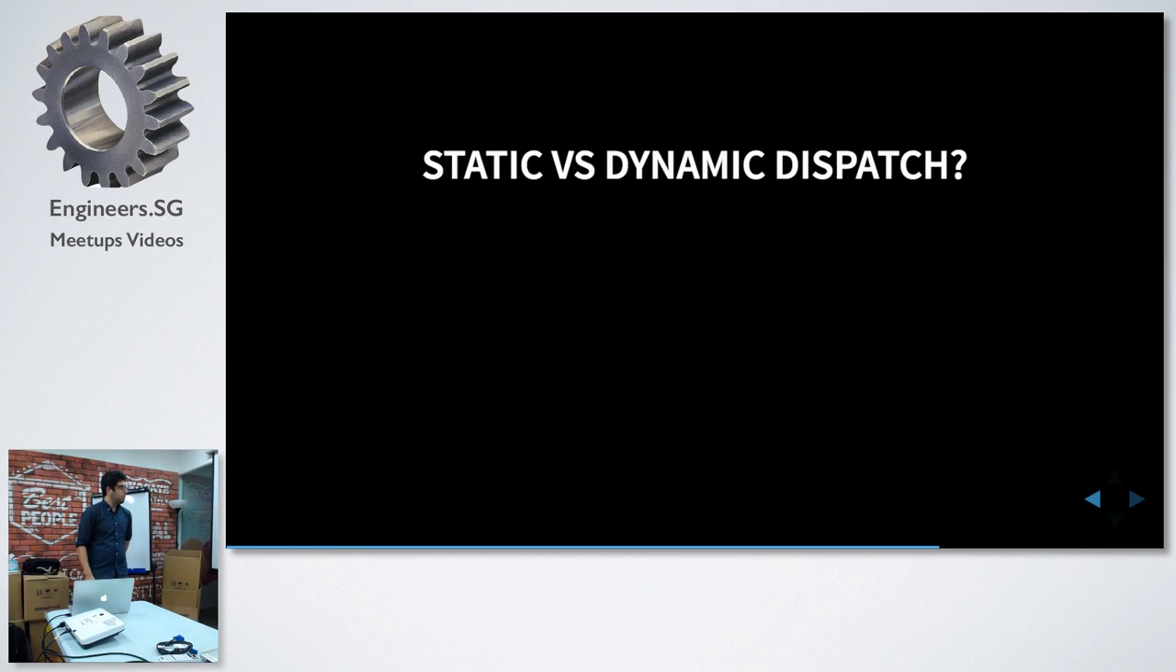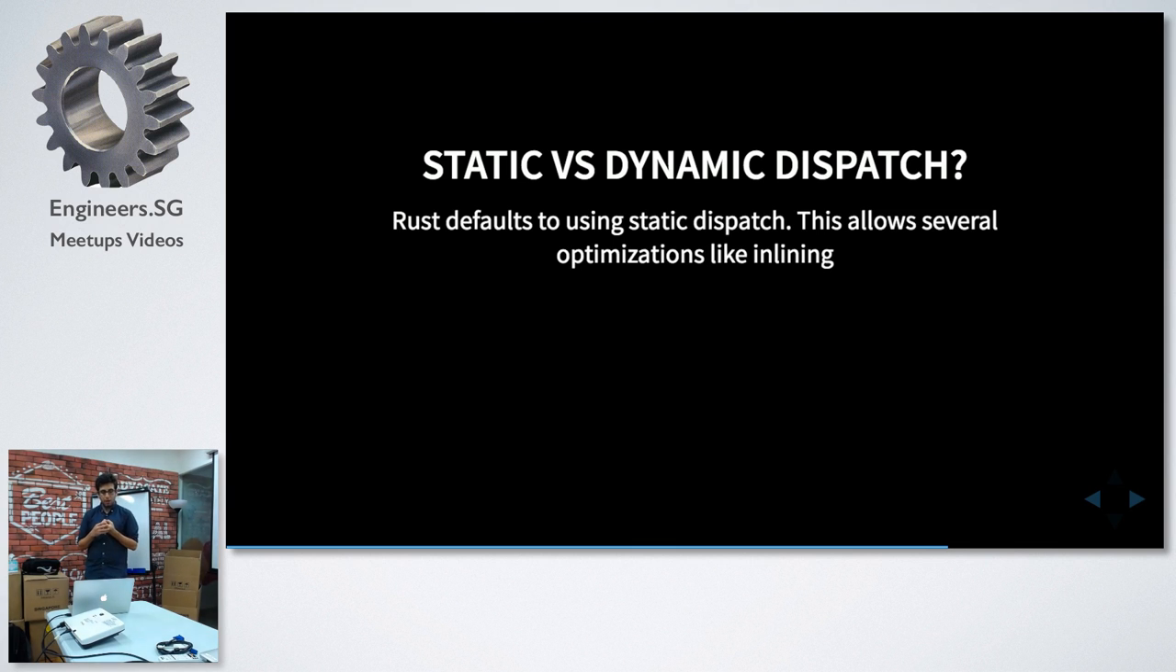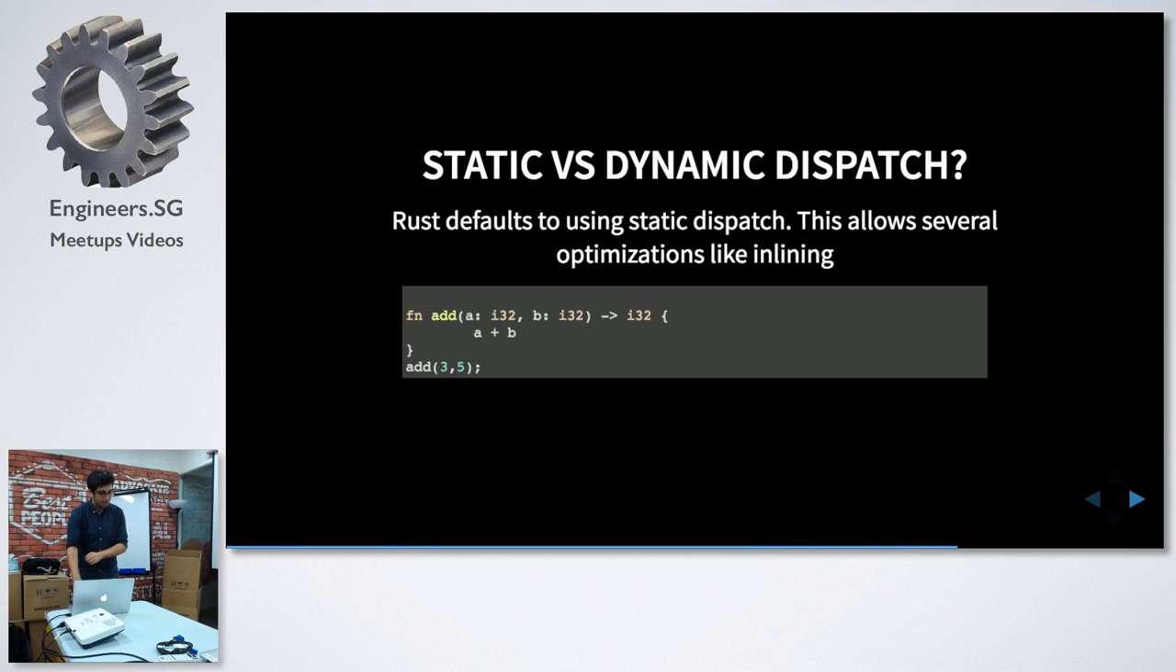Another thing that's interesting about Rust is static and dynamic dispatch. Rust will default to static dispatching. I'll get into it in a bit more detail, but the main reason they do that is because it allows several optimizations like inlining your function calls. Let me give an example of why that matters to people using Rust.